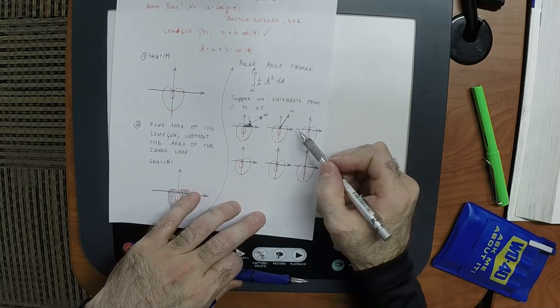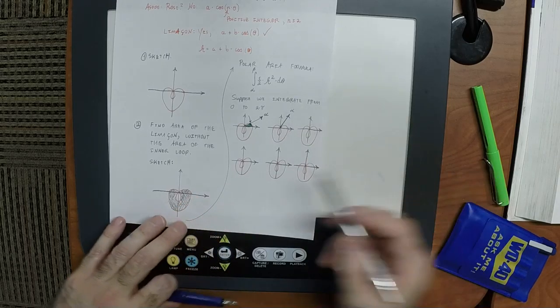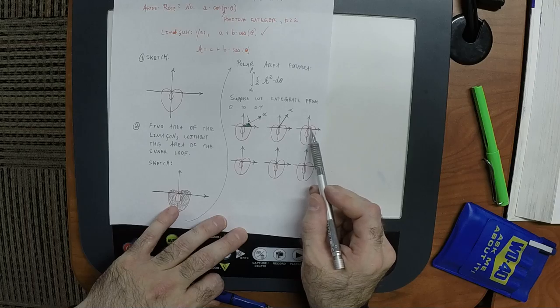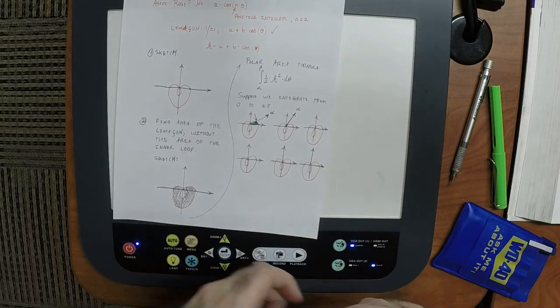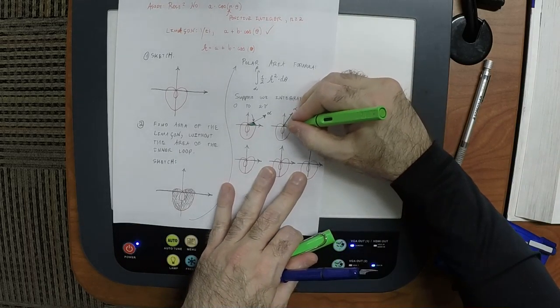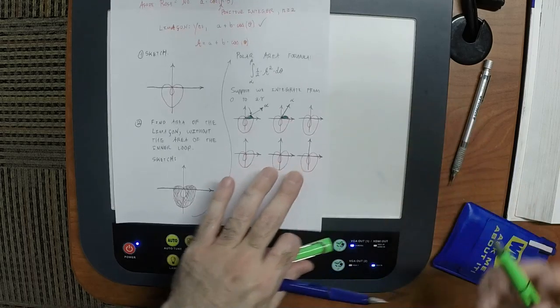Okay, so what I'm saying is that if we integrate from zero to that new alpha right there, then we would get just that little hill or bump or whatever you want to call that is above the horizontal axis. We would get all of that, right?